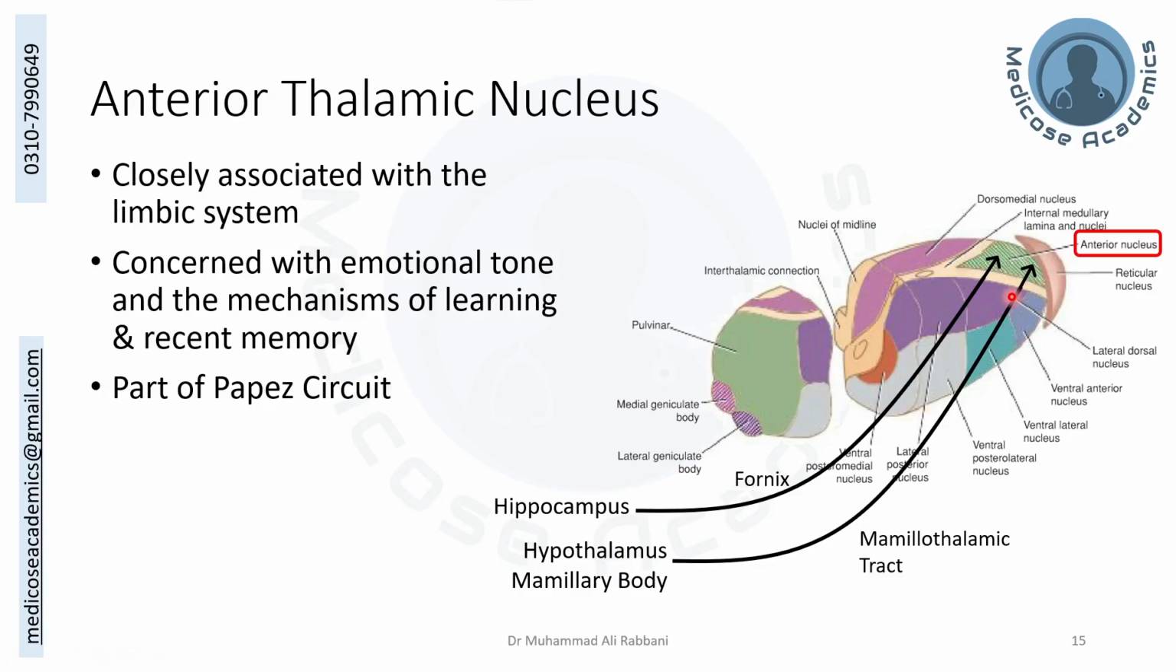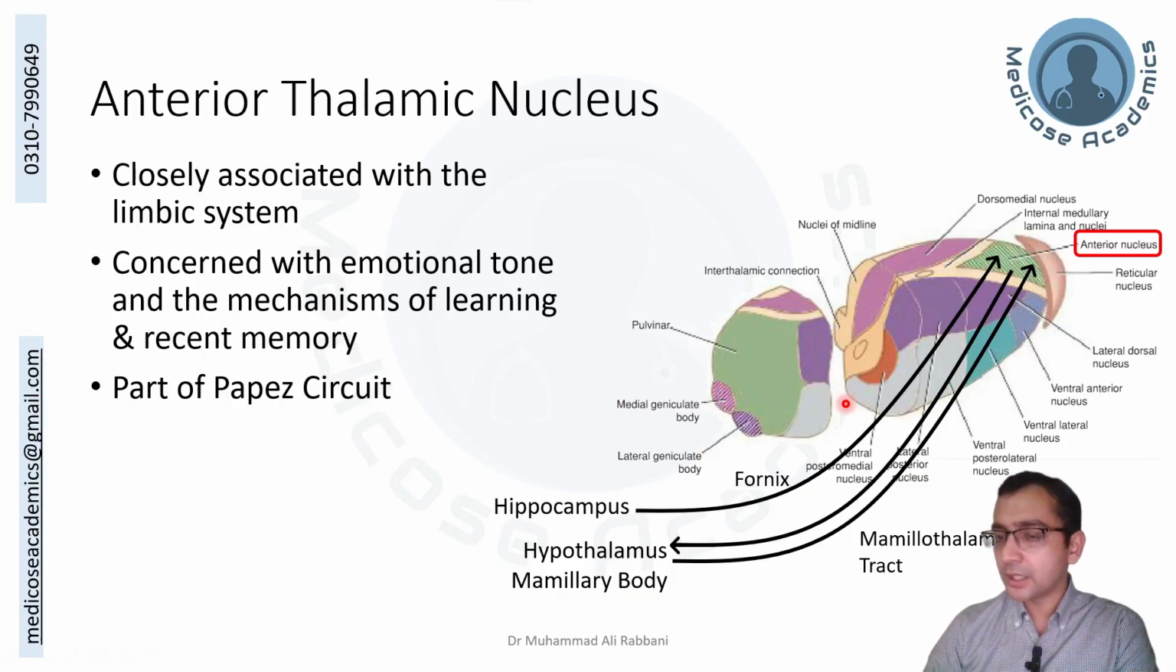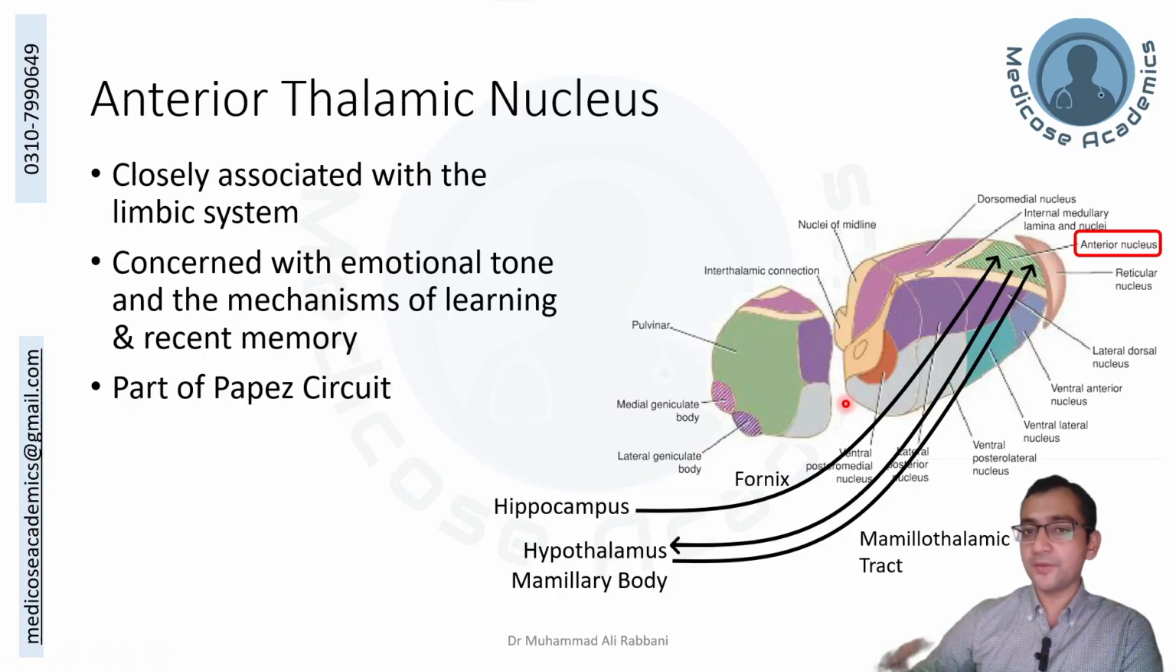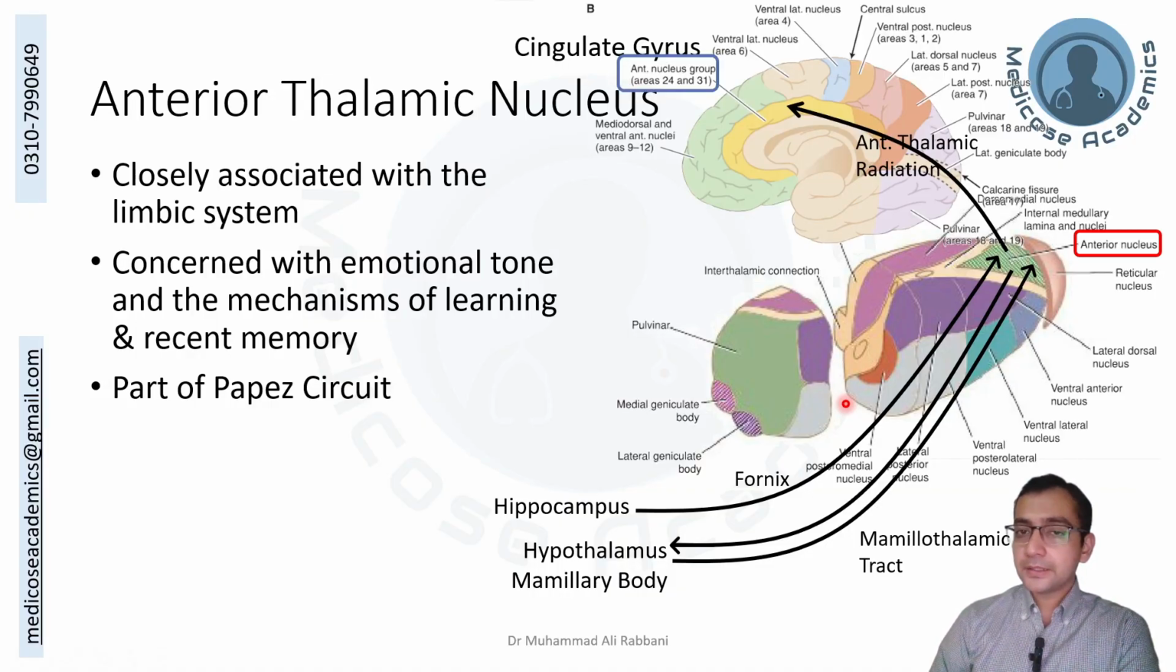The signals from the hippocampus, the hippocampal formation, reach it via the fornix, and the connections with the hypothalamus are reciprocal, so there are to and fro signals going in either direction. This is a picture from BRS neuroanatomy, and the output majorly goes to the cingulate gyrus. This yellow area is called the cingulate gyrus, a major part of the limbic system.